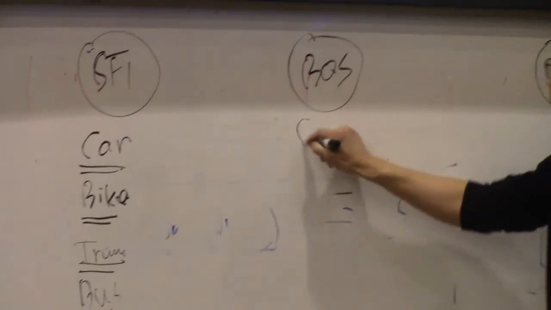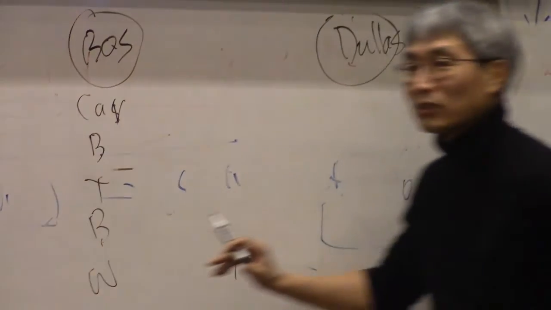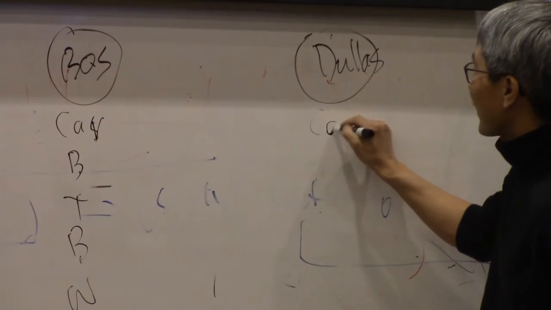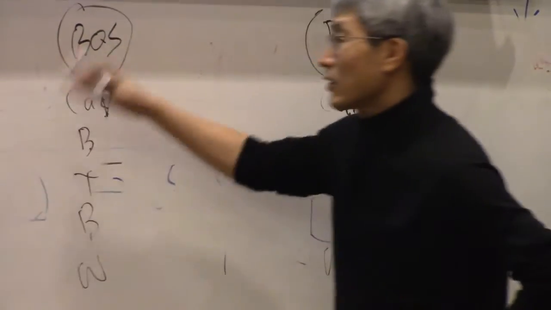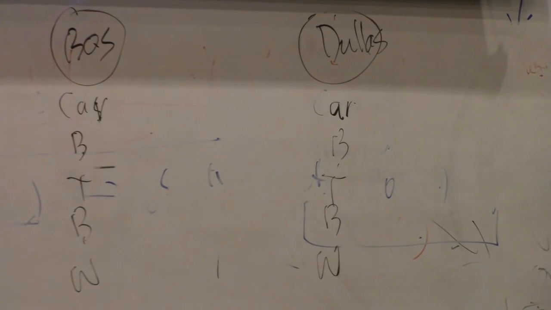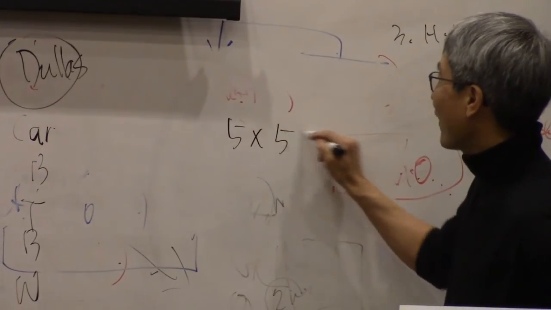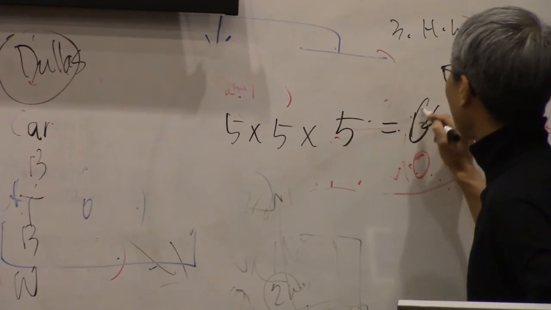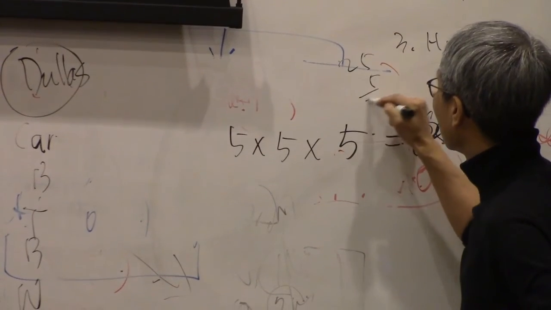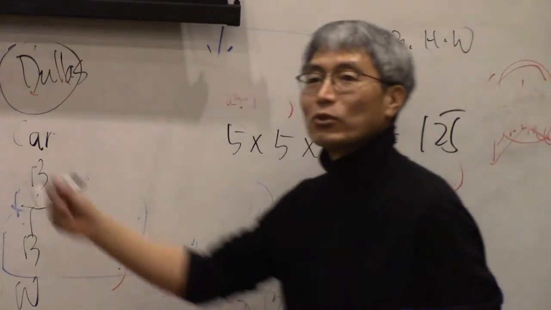Same thing in Boston: car, bike, tram, bus, walk. And in Dallas, it's not easy to walk, but let's say car, bike, tram, bus, walk. So you can select one of them for each city. How many different cases? 5 times 5 times 5, which is 125 different cases. You need to select one of them.